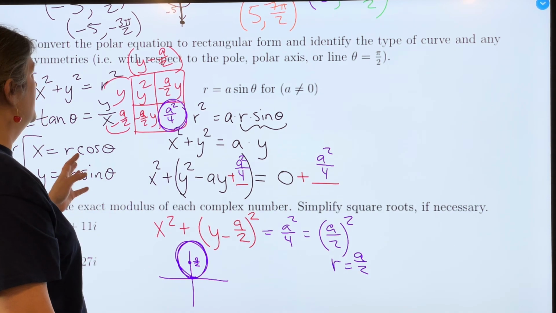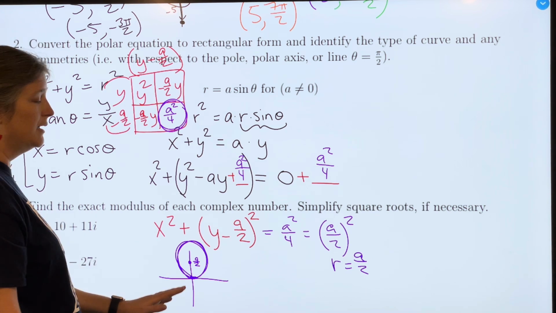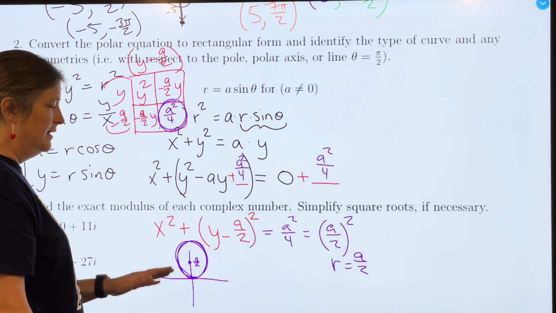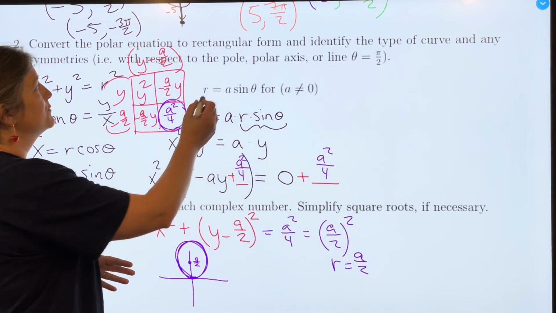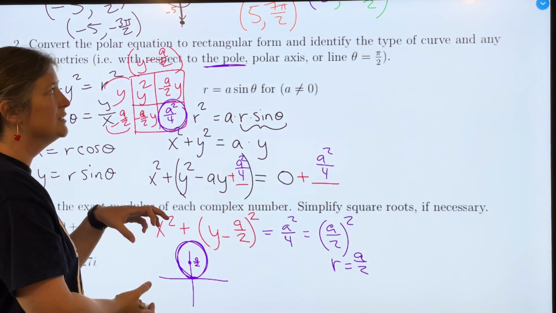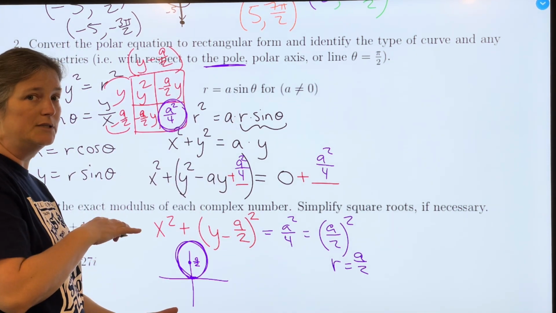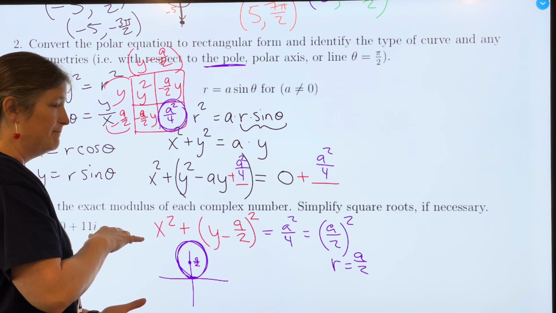So, cool. Describe the symmetries. Okay, because it's been shifted, the symmetries of this one with respect to the pole, if I turn this whole thing upside down, the pole is the new origin, would it look the same? No.